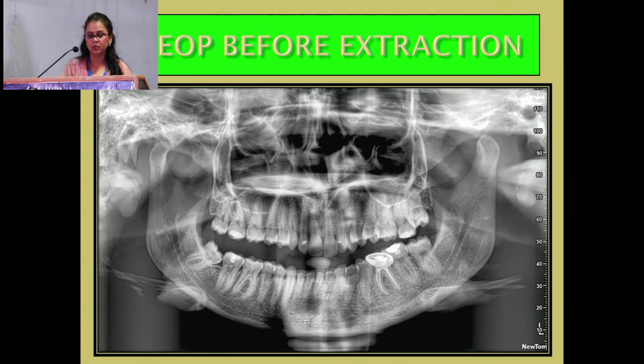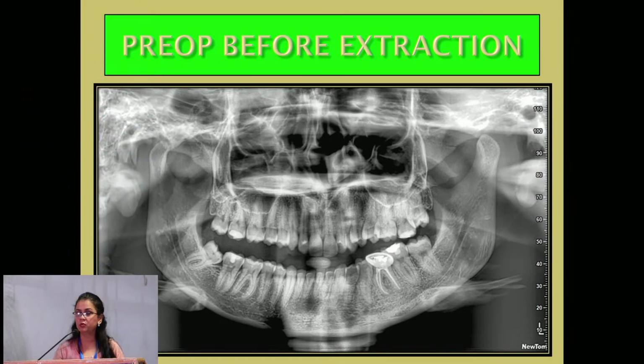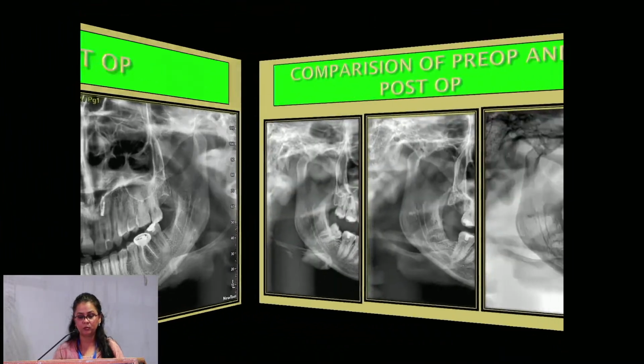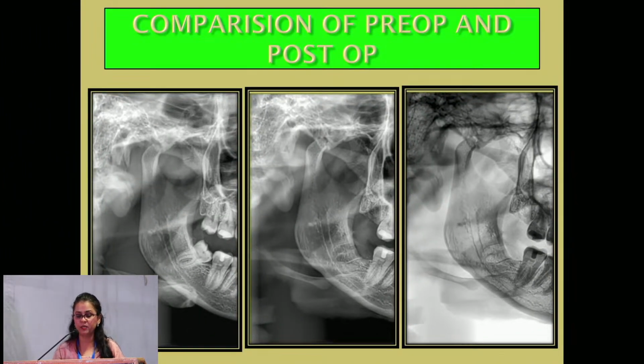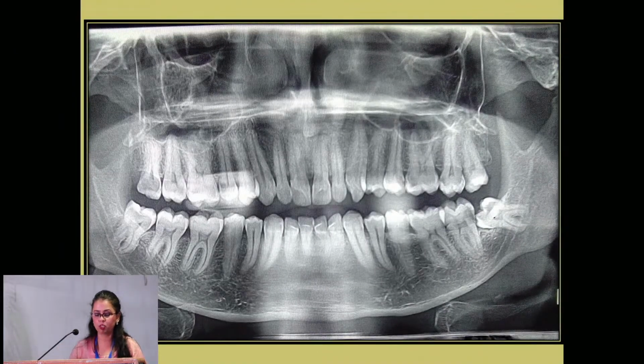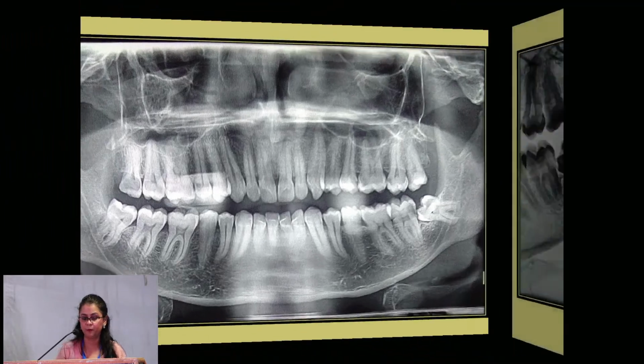Before extraction, this was the OPG that was taken. You can see 4-8 in close proximity to the inferior alveolar canal. And then the extraction was done without any 3D modality. You can see the encroachment into the canal. This is a case which should have gone for 3D. You have 3-8 and 4-8, one mesioangularly impacted, the other vertically impacted, very close to the canal. Such cases should go for a 3D modality.